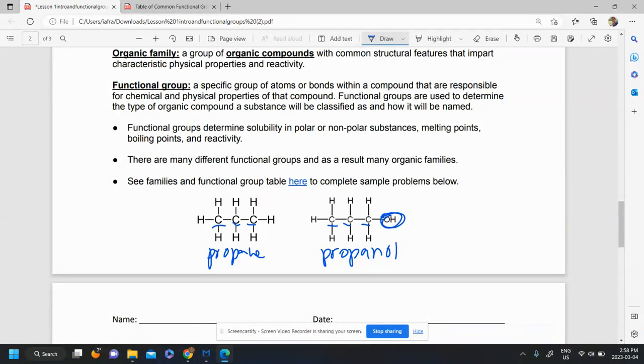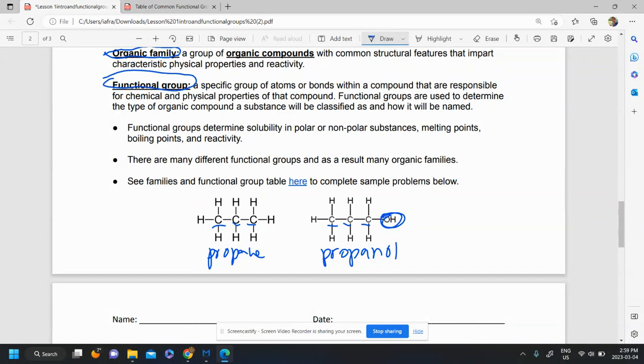So we said that organic compounds are carbon-hydrogen-based compounds. There's different classes of organic compounds that can exist. There's different groups of organic compounds that can exist. And those different groups of organic compounds that exist, they are called organic families. Now, what decides what organic family you're part of is a specific chemical group. And that specific chemical group that decides which organic family you're part of is called the functional group.